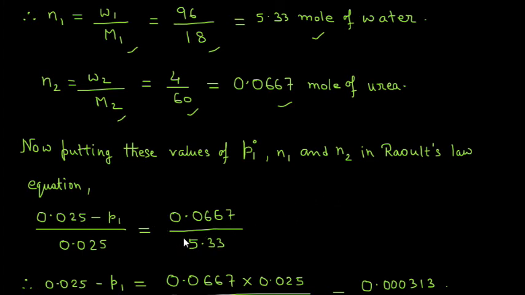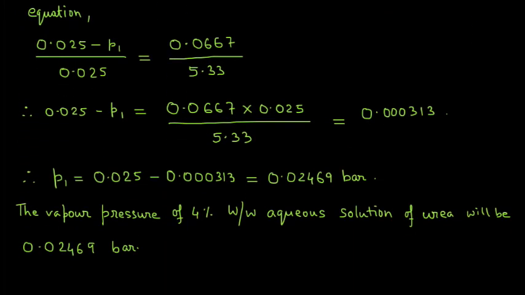Now putting this value of P1 naught, N1 and N2 in Raoult's equation, we get (0.025 minus P1) upon 0.025 is equal to 0.0667 upon 5.33. Now we get 0.025 minus P1 is equal to 0.0667 multiplied by 0.025 upon 5.33. Upon solving, we get 0.000313. So P1 is equal to 0.025 minus 0.000313, and upon solving, we get 0.02469.